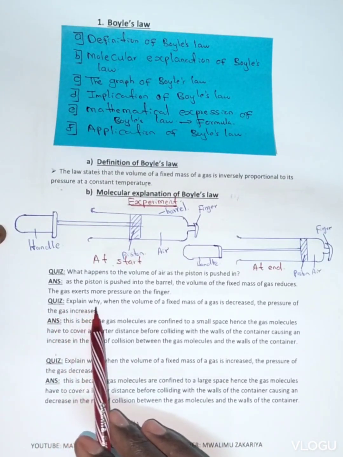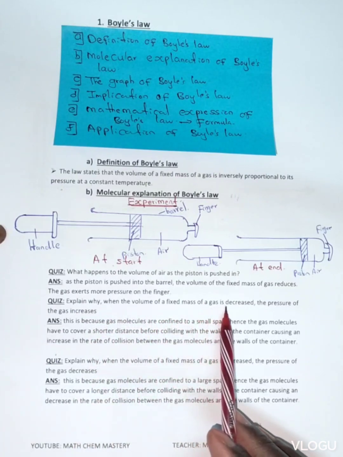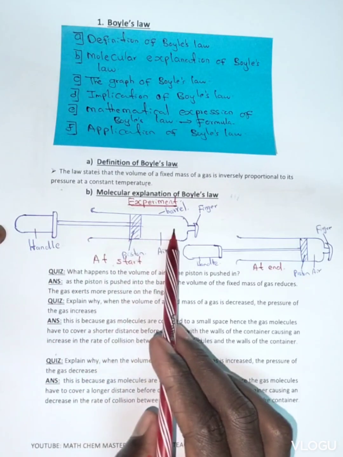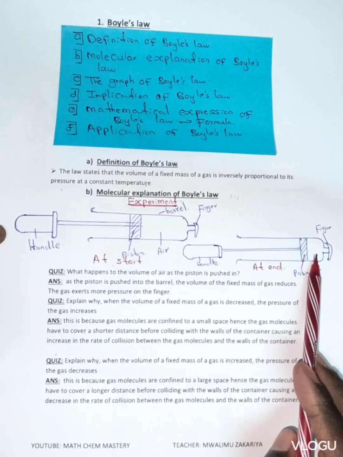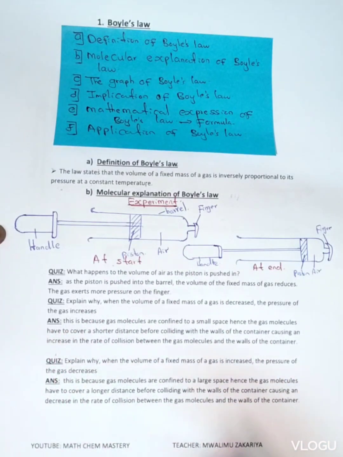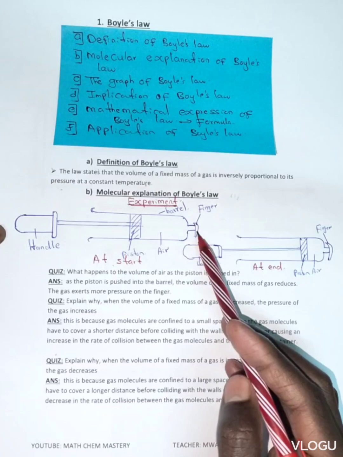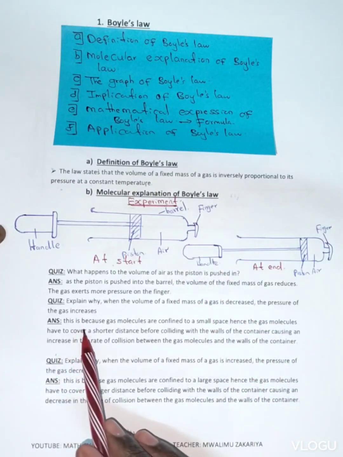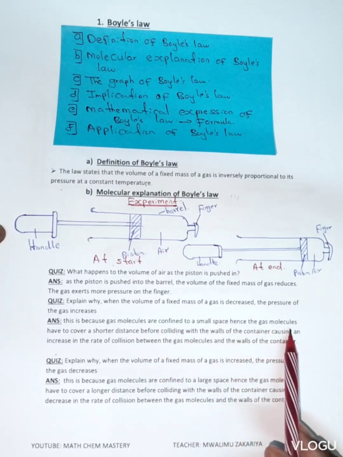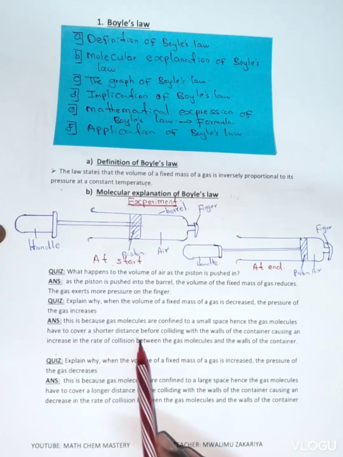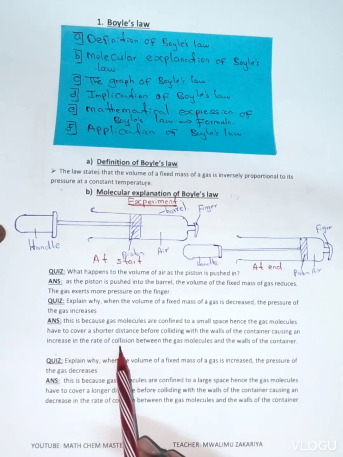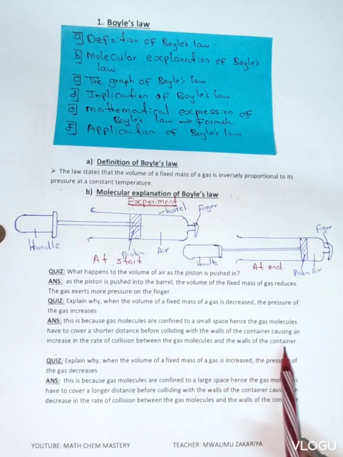Second question, explain why when the volume of a fixed mass of a gas is decreased, the pressure of the gas increases. Like here, as we push, the volume decreases and becomes smaller, but the pressure that we feel at the finger increases. We now explain what we have seen. When the volume is decreased, the pressure increases. Why? This is because gas molecules are confined to a small space. Hence, the gas molecules have to cover a shorter distance before colliding with the walls of the container, causing an increase in the rate of collision between the gas molecules and the walls of the container.